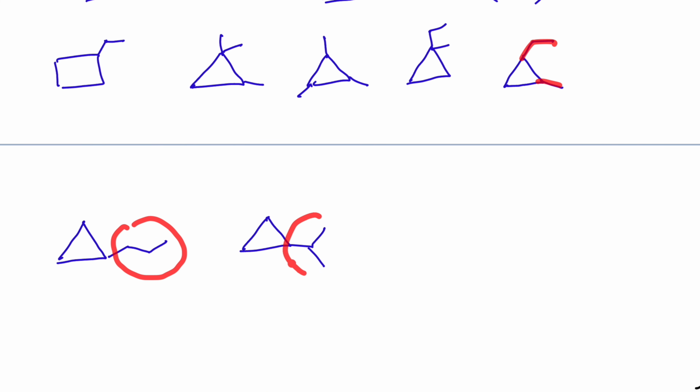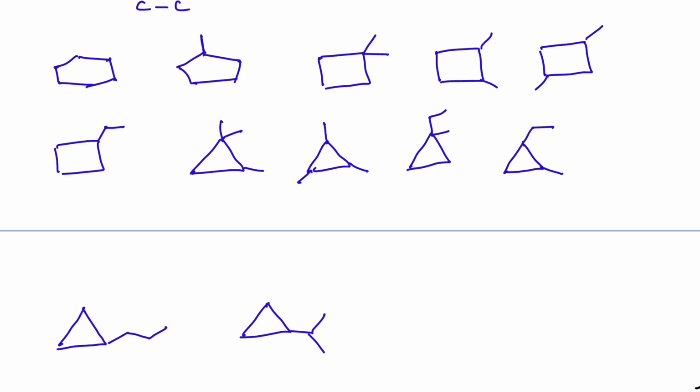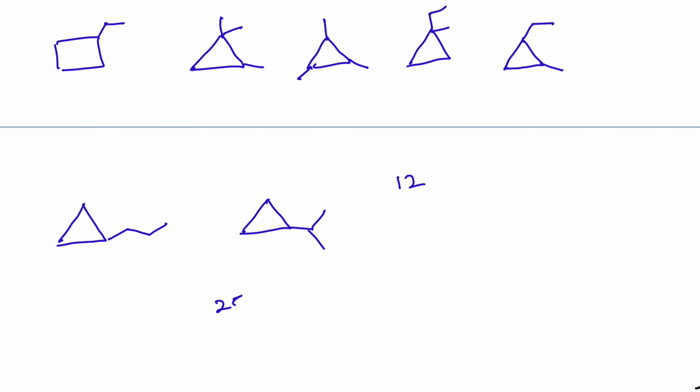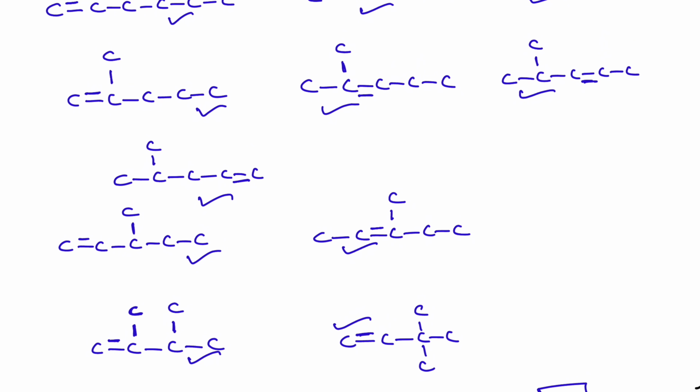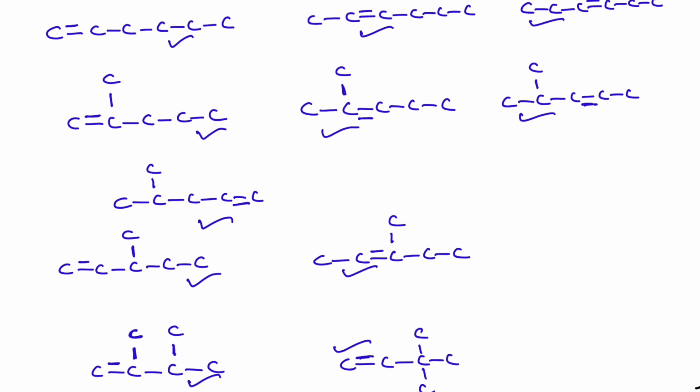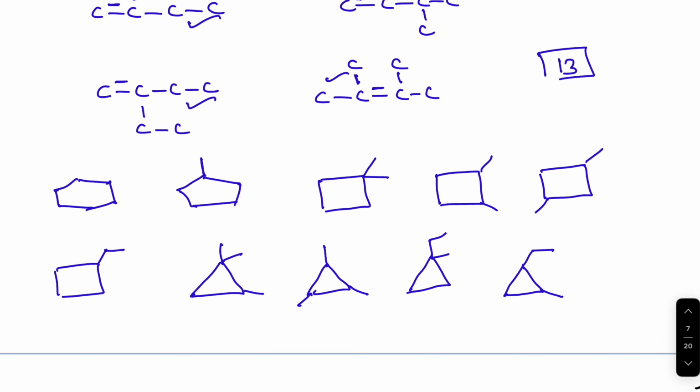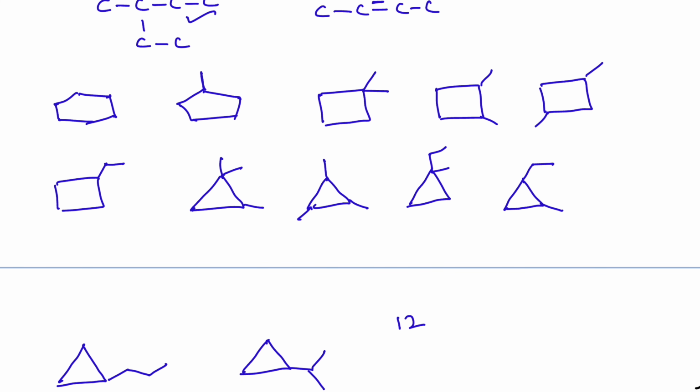Once n-propyl is possible, then isopropyl is also possible, and these are the ring structures: 1, 2, 3, 4, 5, 6, 7, 8, 9, 10, 11, 12. So totally 12 plus 13, so 25 structures are possible. 25 structures are possible, but in competitive exams they will impose some condition: how many alkenes are possible with the 5 carbon chain, how many alkenes are possible with the 4 carbon chain, how many 4-membered rings are possible. Like that they'll impose a condition so that we can do it fast.